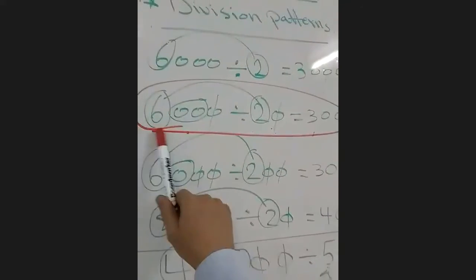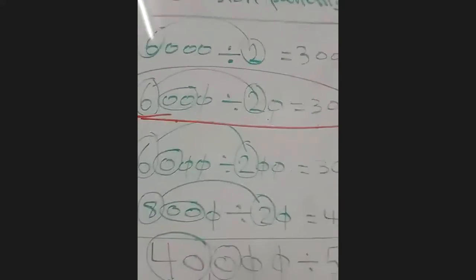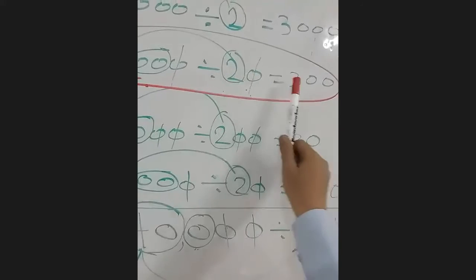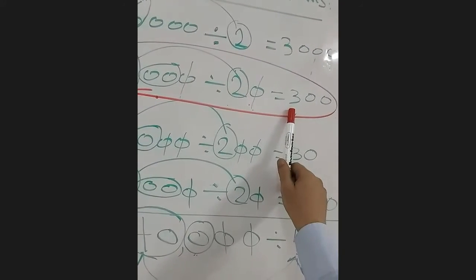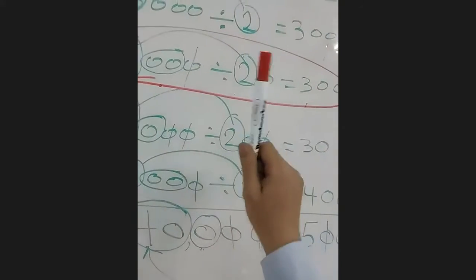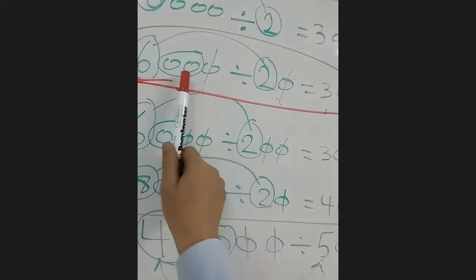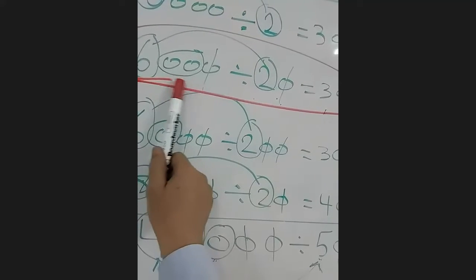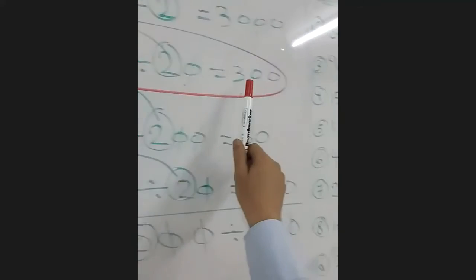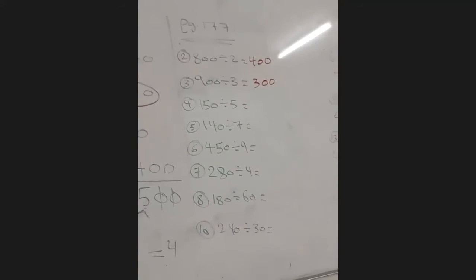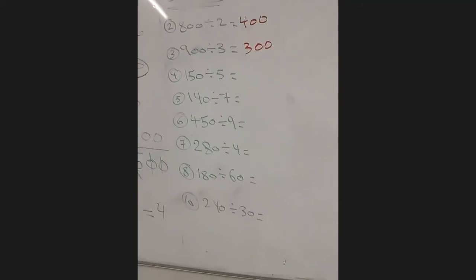But look at this one. Now, 6,000 divided by 20, right? Yes. We divide 6 by 2, how much? 3. Now, here we have one zero, we cross it with one zero. How many zeros not crossed? 2. We put them. Okay. Got it? Got it. Question 4, guys. Zaid Diya.